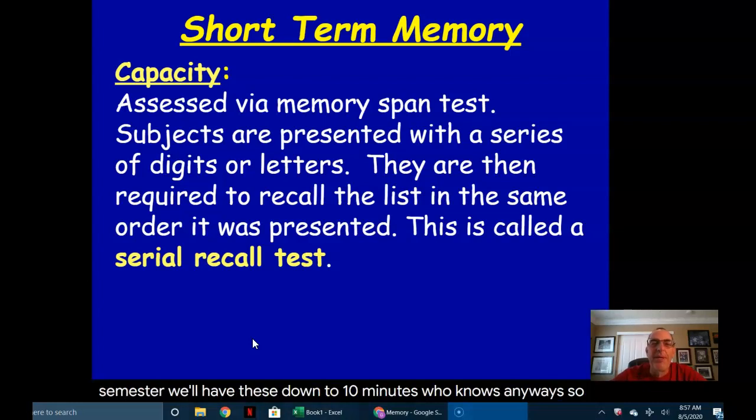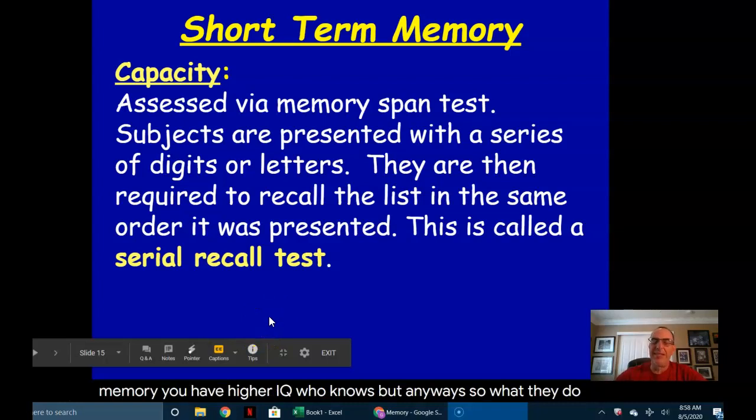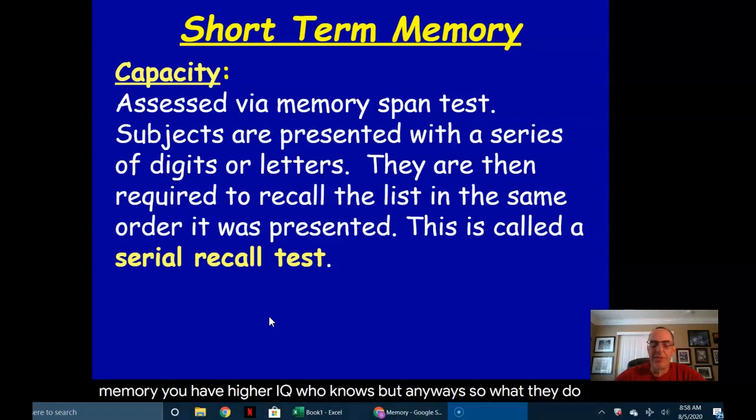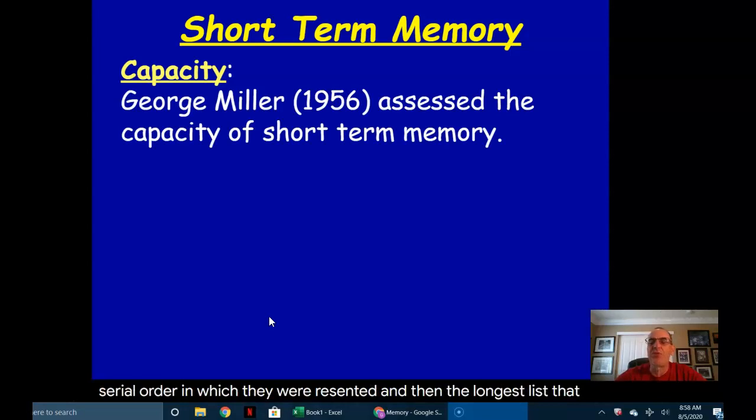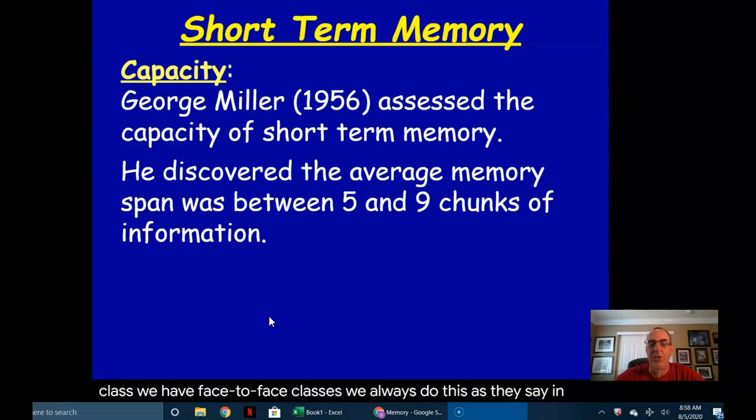We mentioned that the way that we could assess the capacity of short-term memory is by giving a serial recall test. As I mentioned, this is what they use in IQ testing, because I guess the idea is that if you have a good memory, you have higher IQ, who knows. But anyways, what they do here is the test giver is going to read off a series of digits to the test taker, and then the test taker has to recite the list of digits in the same serial order in which they were presented. And then the longest list that you can recite without making any errors is your memory span. Now, in class, when we have face-to-face classes, we always do this as an in-class demonstration, so we can't do that here. But generally speaking, it always works out.